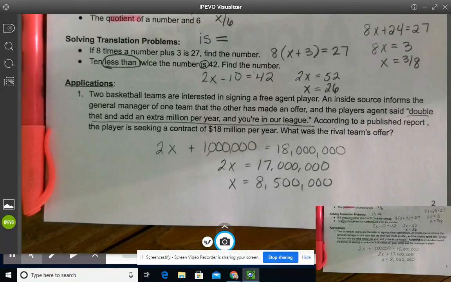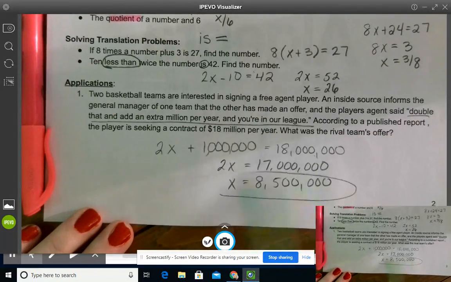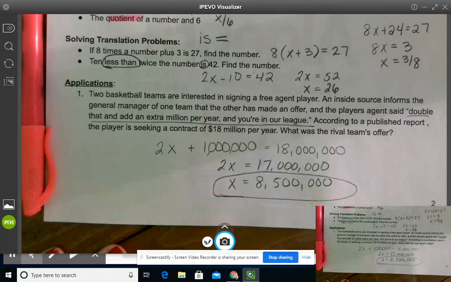So to answer the question, the first team's offer was 8.5 million, right? According to the published report, what was the rival team's offer? It was 8.5 million.